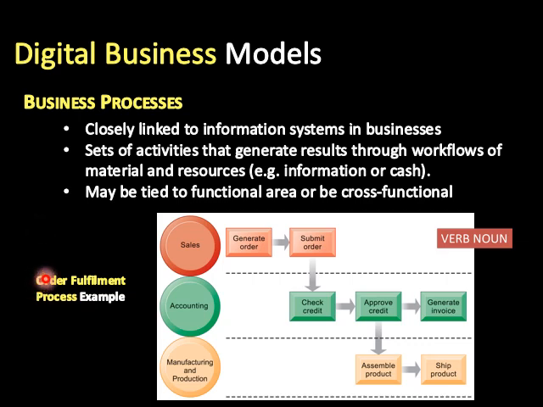Notice the verb order fulfillment. So there is order, the verb, which means doing something, and fulfillment is what we're going to do. We're going to fulfill something, and this is a very high level of sales. Generate order, submit order. Notice the verb and noun. Generate order, submit order, check credit, approve credit, generate invoice, assemble product, ship product. That's a very high level business process.